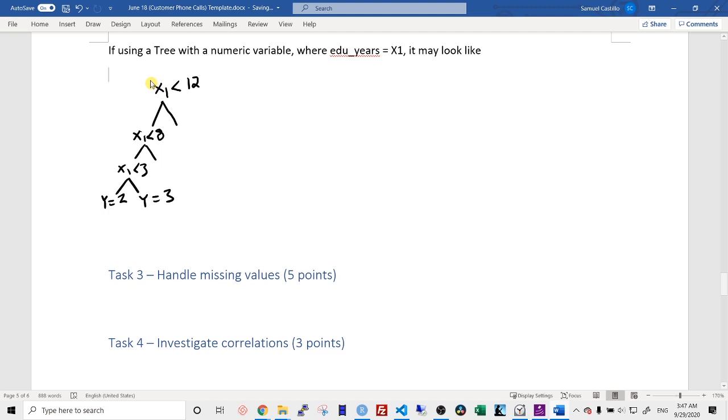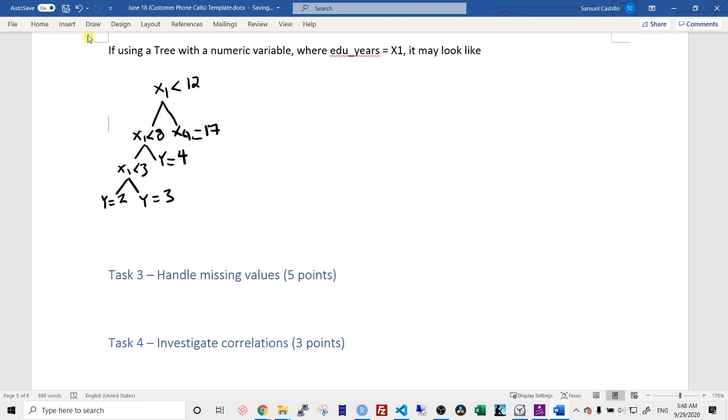And then these other branches could be like other variables. This could be, is x4 equal to 17, or is x5, or whatever. Maybe this variable would just result in another split. This would be y is equal to 4. Right? So this would be if you're using a numeric variable.